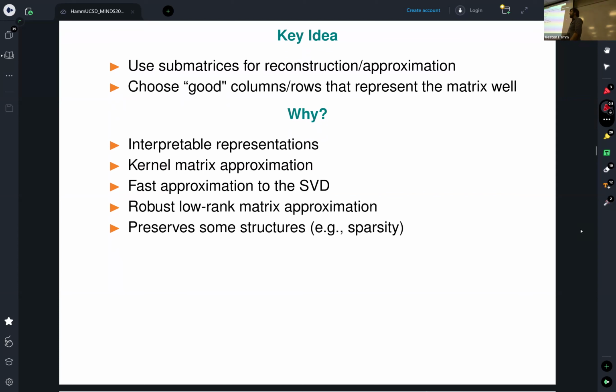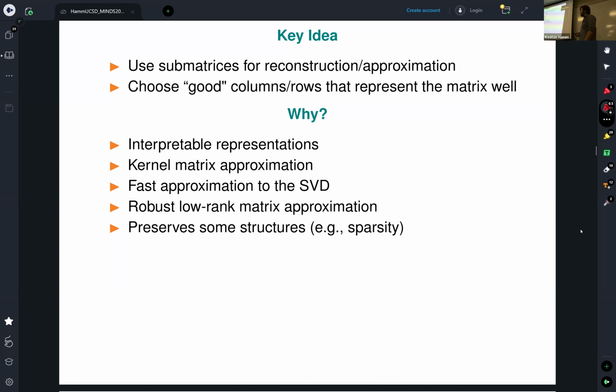In machine learning, you can use these techniques to approximate kernel matrices, especially for kernels where evaluating a single entry of the kernel could be costly. So in optimal transport, which is another part of my research, evaluating one entry of an optimal transport distance matrix or Wasserstein distance matrix is computationally expensive. And so you can use this idea to only compute a few columns of your kernel matrix.